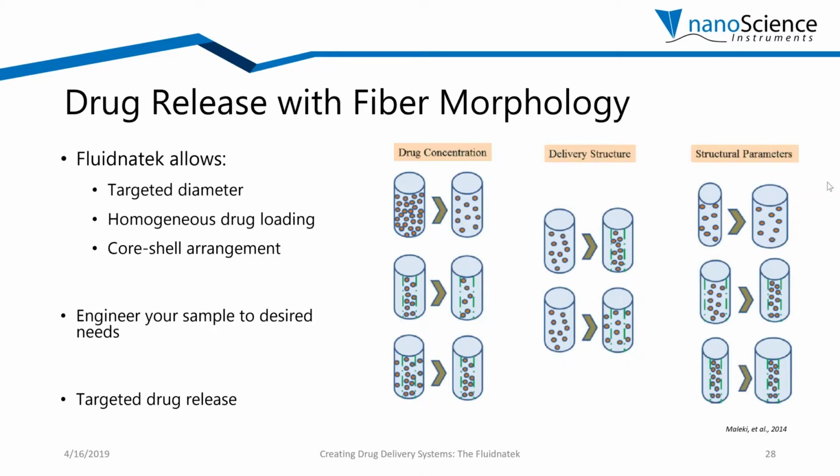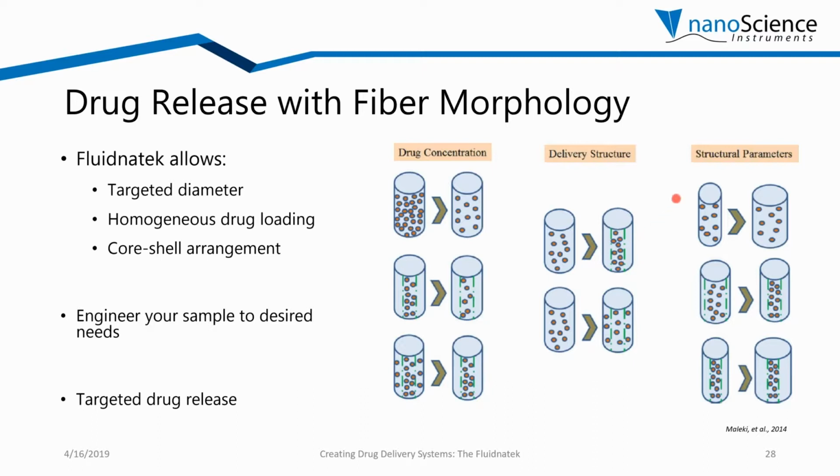So for example, in this image, for drug concentration, obviously, if you have more drug loaded in the fiber as opposed to one that is not so much loaded, the one that has more loading of drug is going to deliver the drug faster. In terms of delivery structure, if you're using a single phase fiber versus a core shell fiber, where all the drug is encapsulated in the core, the single phase, which is this case, is going to deliver faster as opposed to the core shell arrangement. And that is because the drug needs to diffuse all around through that shell phase.